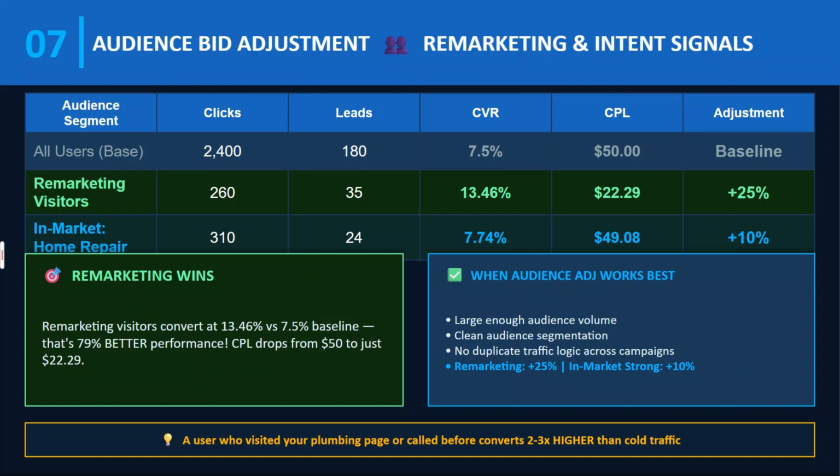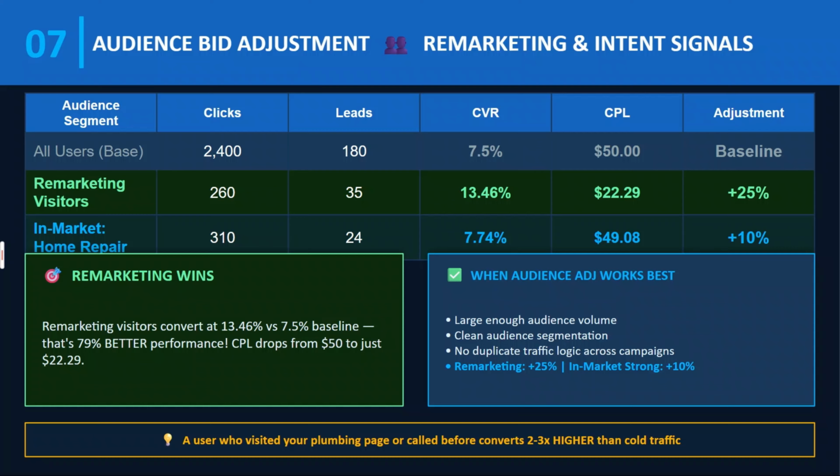Second, remarketing visitors. These are people who already visited our website or previously called us. Look at their numbers: 260 clicks, 35 leads, conversion rate 13.6%. This is almost double the normal conversion rate, and their cost per lead is only $22.29 compared to our baseline of $50. This is 55% cheaper.